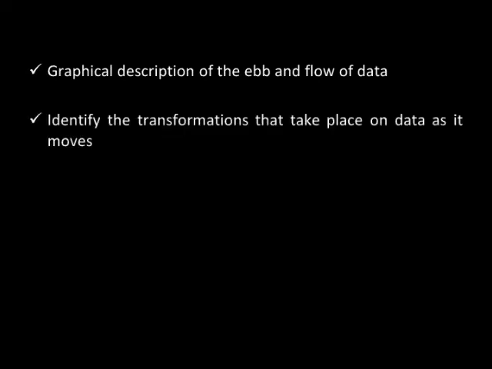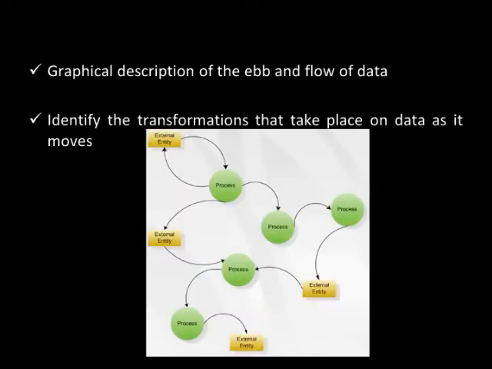A data flow diagram is a graphical description of the ebb and flow of data in a given context. A DFD allows you to identify the transformations that take place on data as it moves from input to output in the system. DFDs predate UML diagrams, but still have a complementary role to play in describing systems.